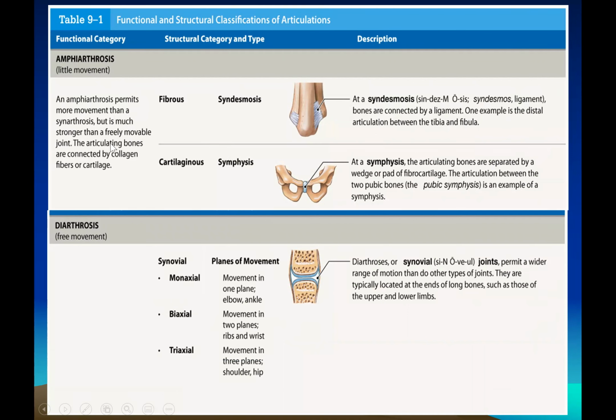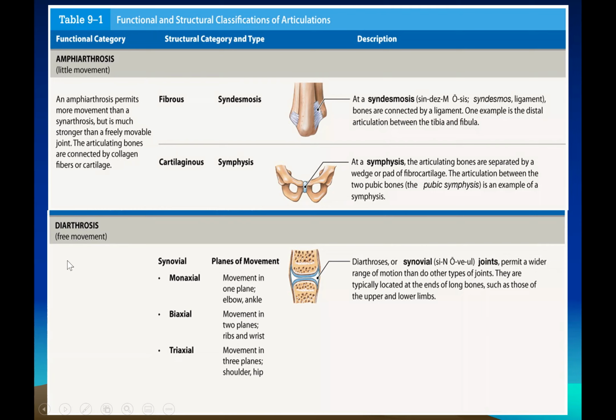Amphiarthrosis is giving very little movement. Amphi, it's like in between. When the structure that is holding them together is fibrous connective tissue, it is called syndesmosis. And here's an example of the distal articulation between tibia and fibula. It can be cartilaginous, like you see in the pubic symphysis between the coxal bones.